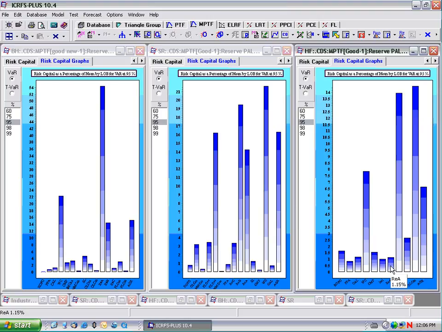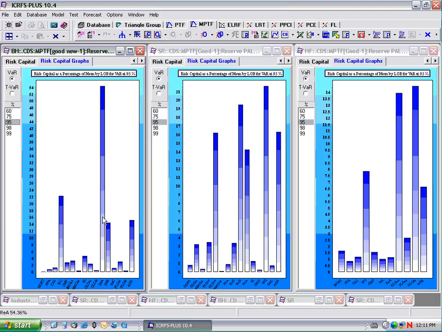The other thing one can look at is something to do with means. If you look at workers' comp, for example, for Berkshire Hathaway, the risk capital as a percentage of the mean is 22%. For Swiss Re, it's 21%, just a little bit less. But for Hartford, it's a much smaller proportion of the risk capital.